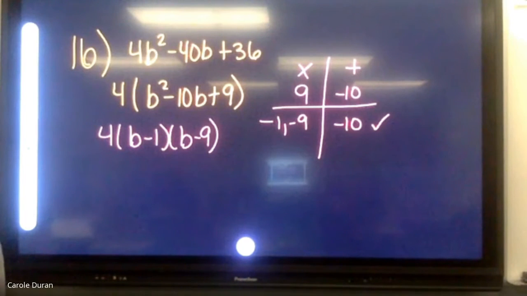Do I need to finish factoring this or solving this? I think we're good. It just said to factor it. This is factored.